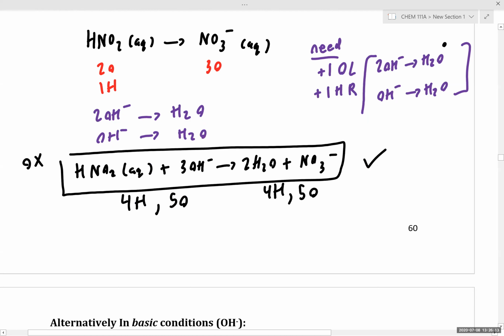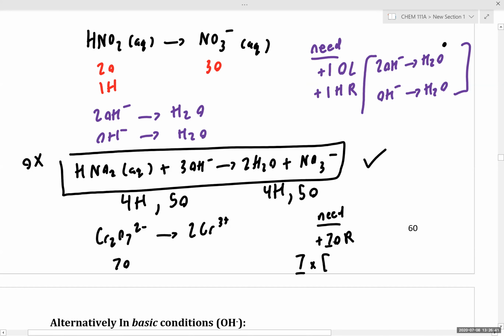Let's do another example. So Cr2O7 2- leads to 2 chromium 3+. So we have 7 oxygens on the left. So in terms of what we need, we need plus 7 oxygens to the right-hand side. Okay? So then we'd add the following unit 7 times because we need 7 oxygens. So we'd have H2O leads to 2 OH minus.